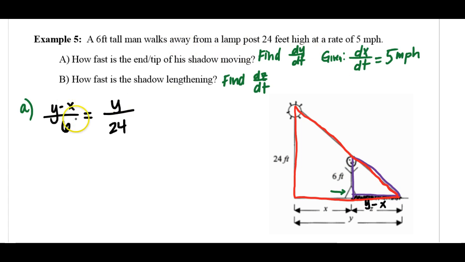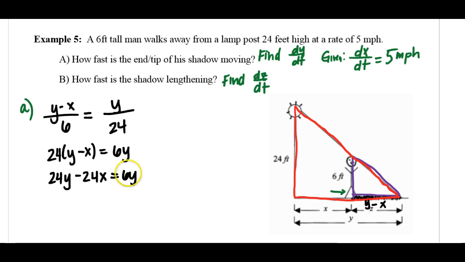So now that I have this relationship, I'm going to cross multiply so that I don't have any fractions. So 24 times (y minus x) equals 6y. So I have 24y minus 24x equals 6y. So I'm going to subtract the 6y to this side, so I'd get 18y, and then I'm going to add the 24x to the other side. So now here's my equation that I would rather deal with. It's a little nicer to look at than this one.